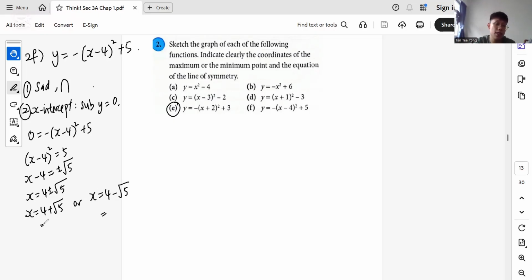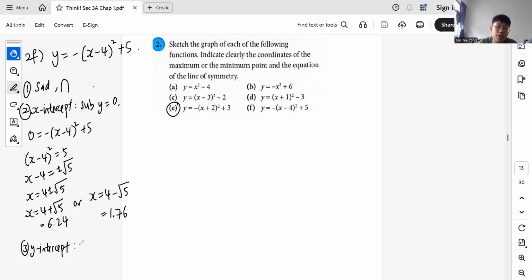Okay, so now just figure out what is the value. 6.24 to 3 significant figures. The other one is 1.76 to 3 significant figures as well.